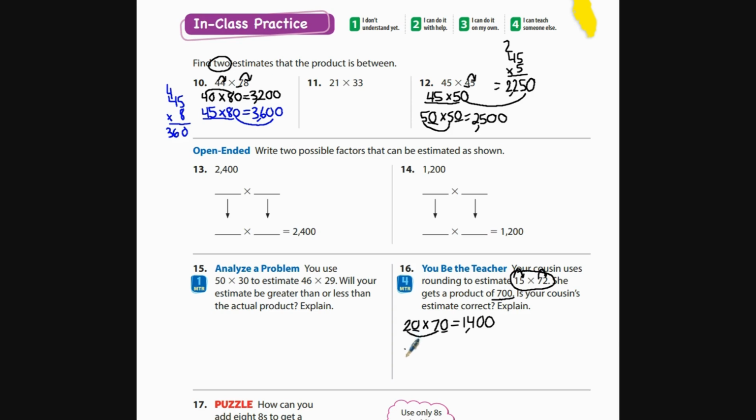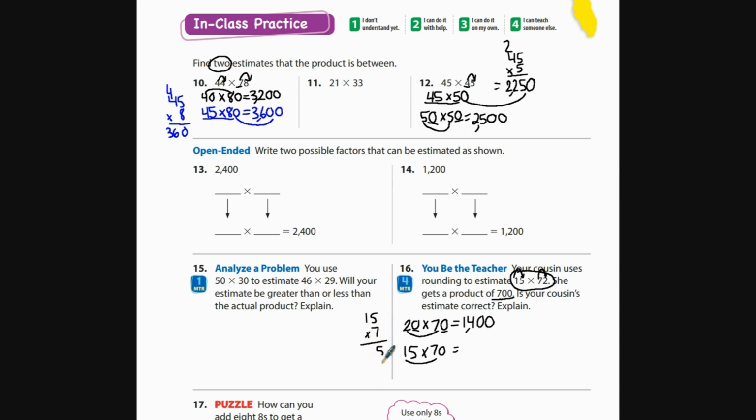All right, we're going to keep 15 because 15 is a multiple of 5. But instead of 72, you know what? We're going to round it off to 70. Okay. So, you know what? Let's find out. 15, right? Because I'm multiplying this first. 15 times 7. Let's see what this gives me.